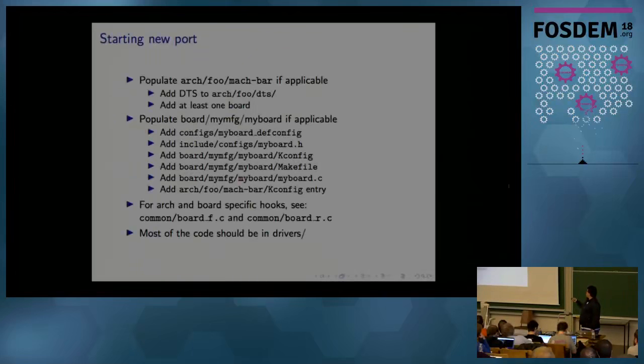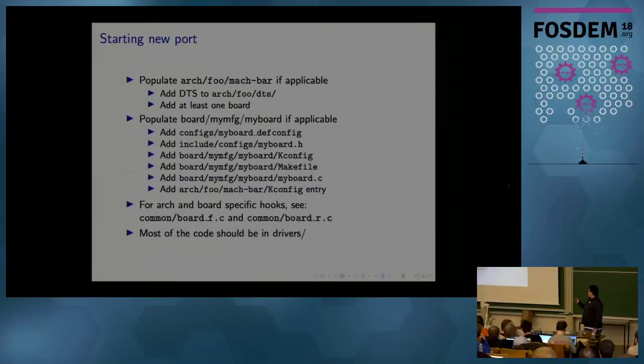If you want to add a port, you need to add a directory under arch, which will be named after your architecture. You should also support device tree in case your architecture is capable of that, and you should have support for at least one board, so that it is possible to use continuous integration to make sure that your code does not start bit rotting.